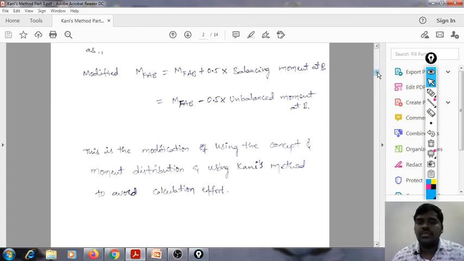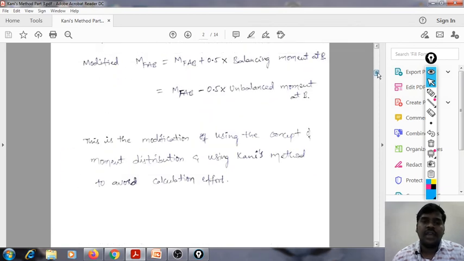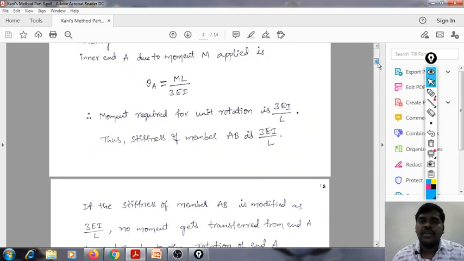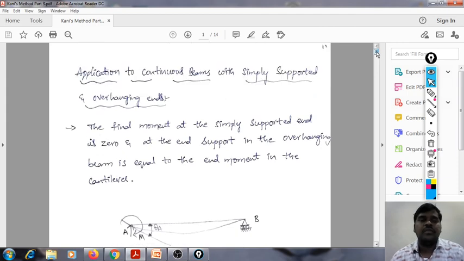So why we are not directly taking Kani's method into consideration is that if you take Kani's method, instead of doing some 3 or 4 iterations, it will take some 6 to 8 when we apply Kani's method directly for the end with simply supported and overhanging. So if we have some modification by using moment distribution, and continue Kani's method in the second part, that will be the easiest thing. These types of problems can be solved. So that's all regarding the concept of the application to continuous beams with simply supported and overhanging ends.